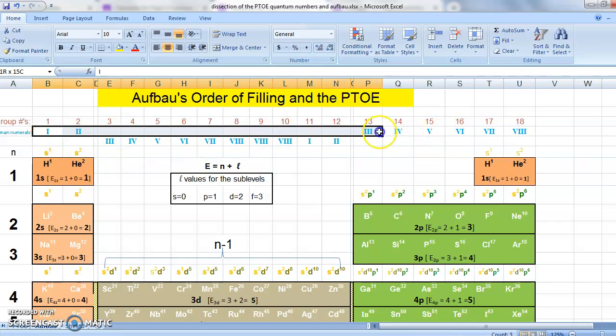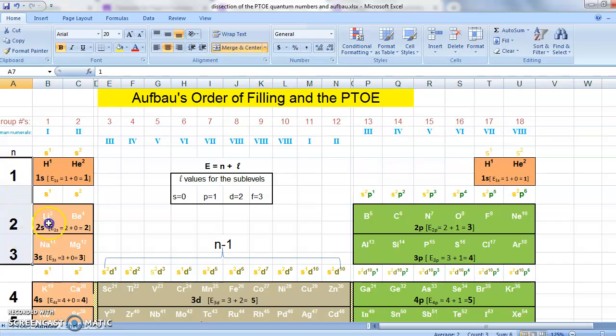These Roman numerals, if you remember, are giving you how many electrons they have in their valence, the outermost energy level, your biggest N in your electron configurations. So where can we get these S1, S2s? Well, this is the first column of the S, that's S1. This is the second column of the S, S2.